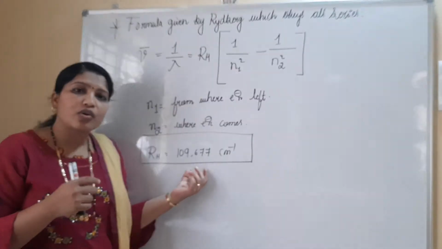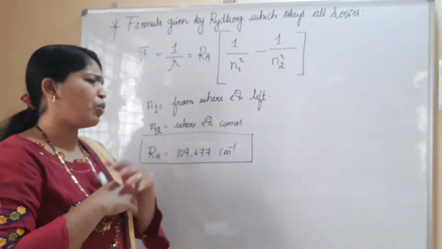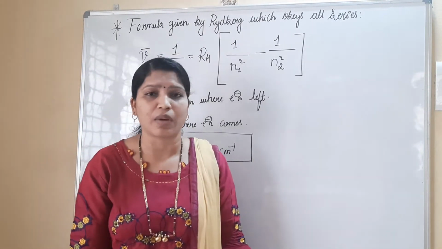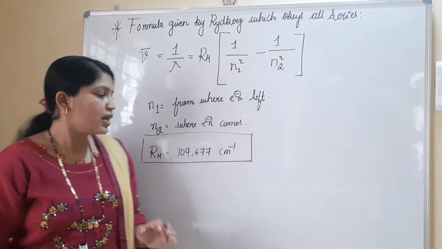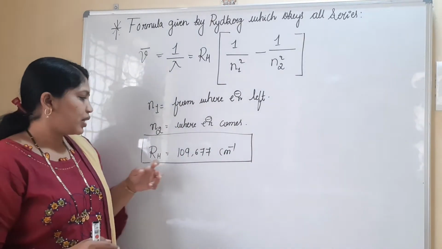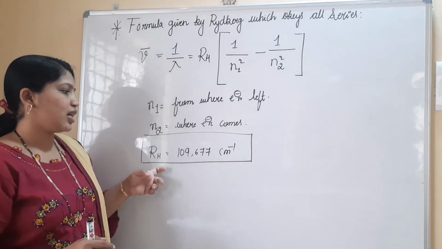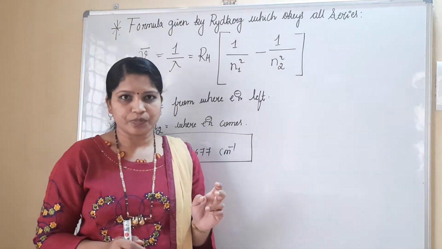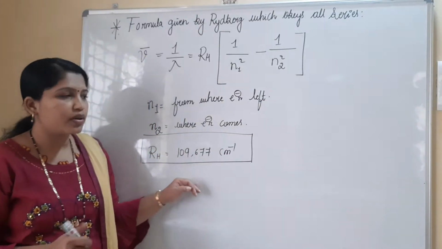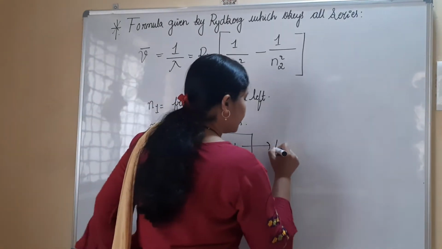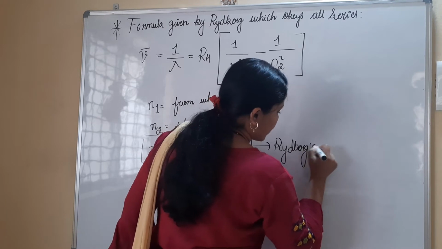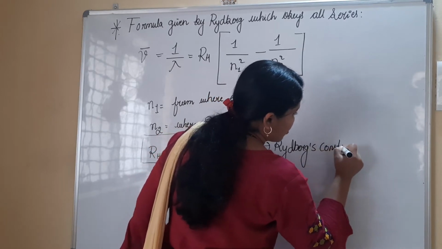And the Rydberg constant value also, he did many practicals and all the complex mathematics. At last he has given this value, that is RH, the Rydberg constant, which is 109,677 per centimeter. This is called Rydberg's constant.